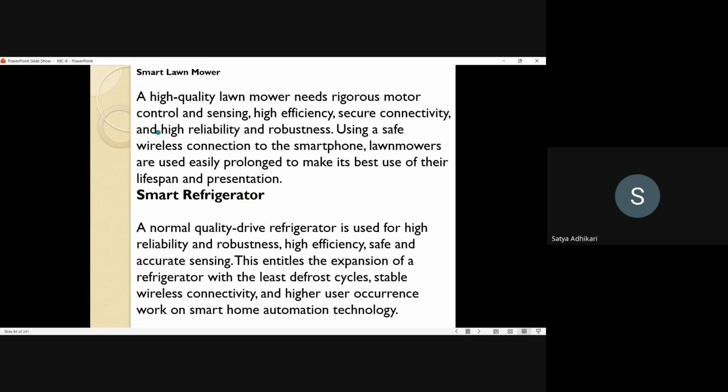Smart refrigerator. A normal quality refrigerator needs high reliability and robustness, high efficiency, and safe and accurate sensing. It also involves automatic defrosting or automatically stopping the defrost cycle, stable wireless connectivity, and better user experience, working on smart home automation technology. Nowadays, other appliances are also smart: a smart TV, and smart fans are also available. They can be operated by a smartphone or another communication device. You are operating a TV using a smartphone, and you are operating your AC using smartphones.